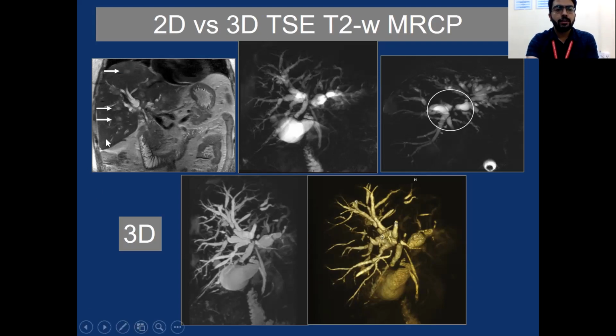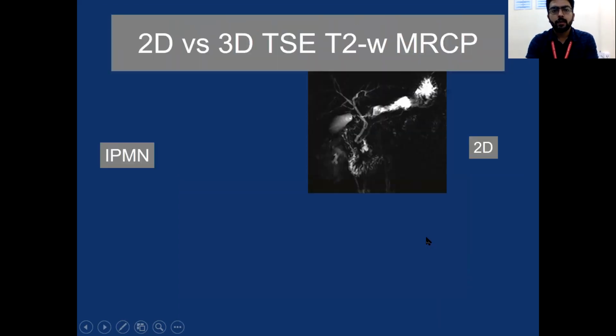wherein we see the intrahepatic biliary ducts are dilated. We can see the lesions. These are all the dilated IHBR. This is a Klatskin's tumor that we can appreciate at or near the confluence of the bile duct. These are the 3D sequences that we have.